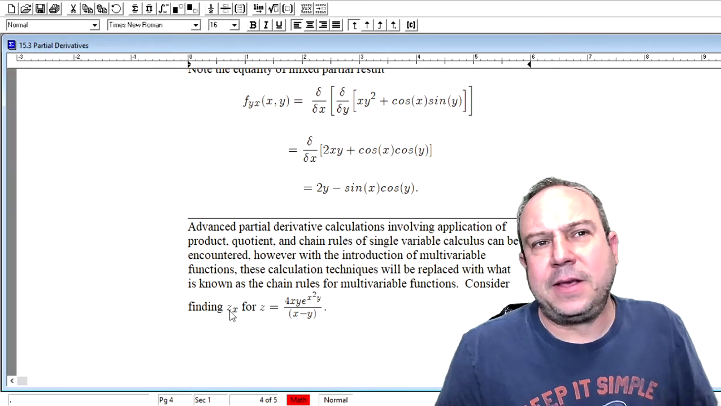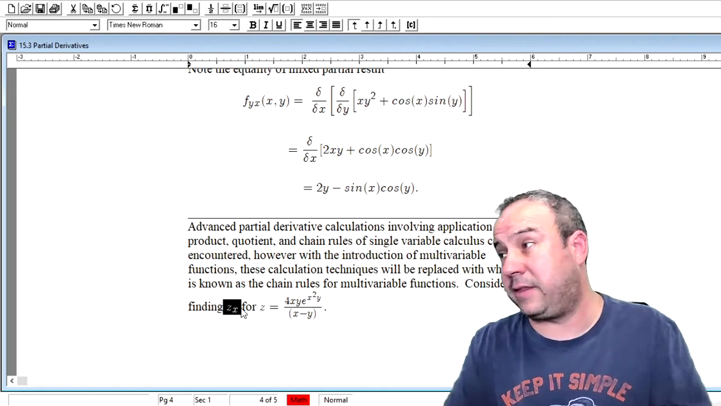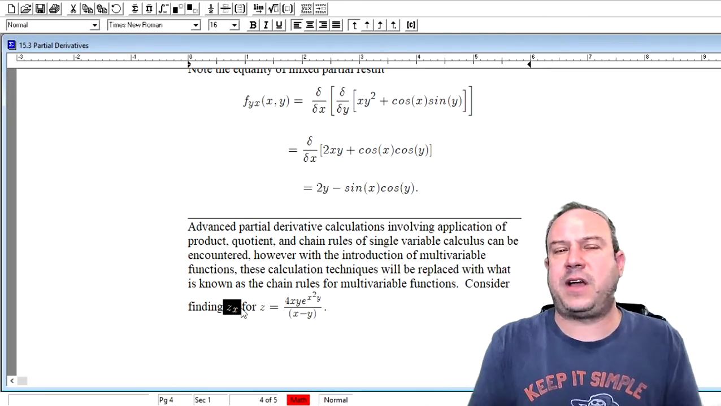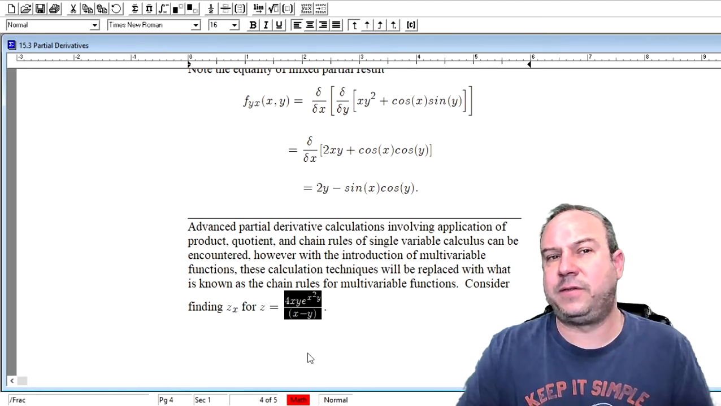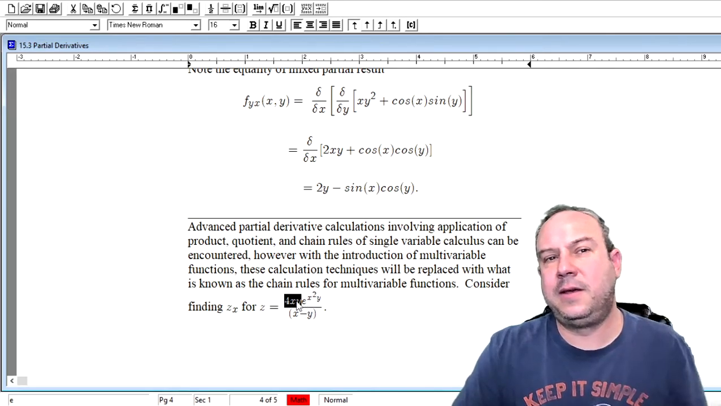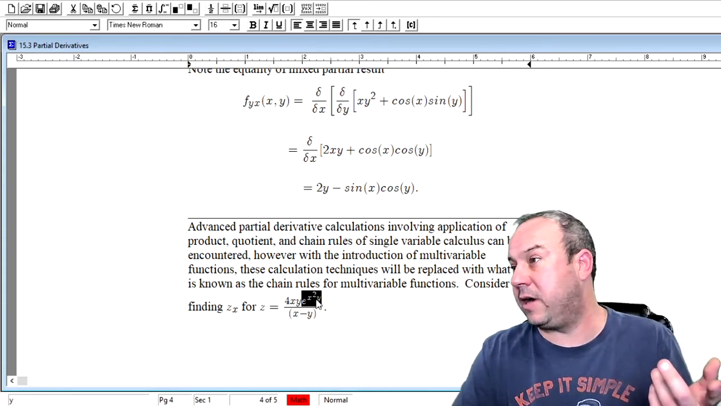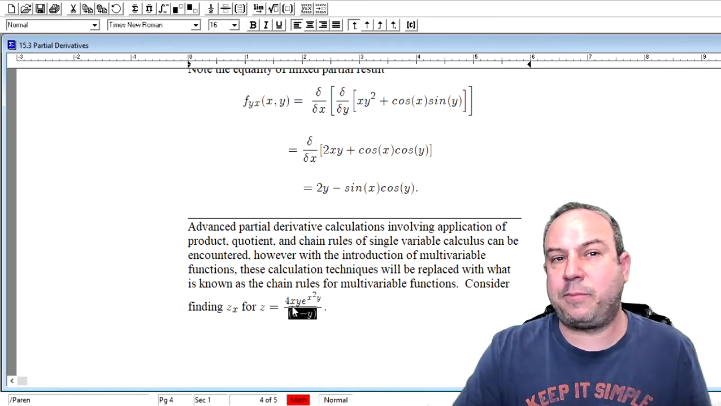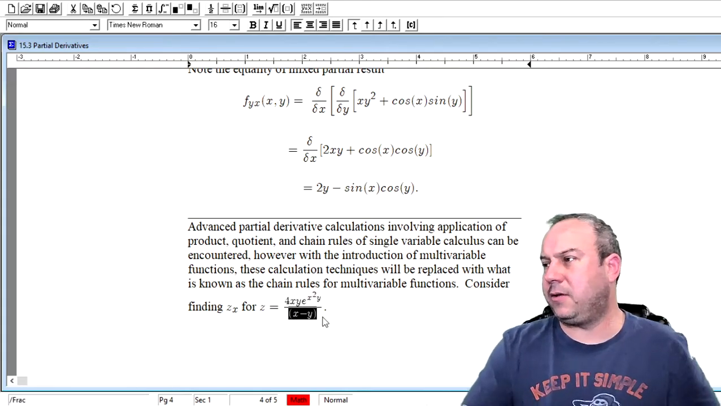All right. Consider finding the first partial, and we'll just do one here because this is rather lengthy, you're going to see. But let's say we wanted to find the first partial of z with respect to x, and z was this multivariable function, 4xy e to the x squared y, all divided by x minus y, where we have this factor 4xy times this factor e raised to the power of x squared times y, with that product all divided by x minus y in value.